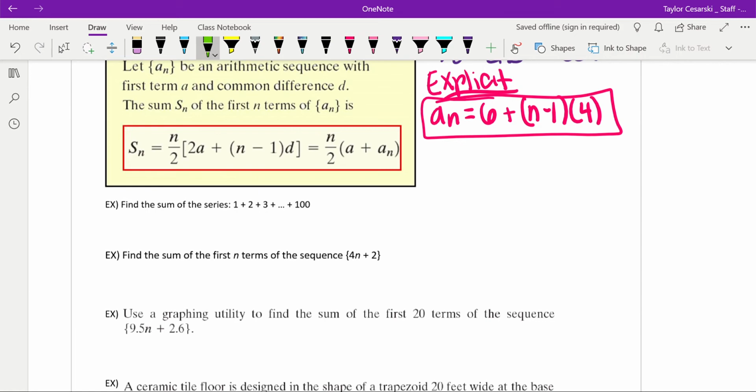Okay, and I'm going to first identify what's the first term, how many numbers am I talking about, and what's the common difference each time. So my first term is 1. My common difference is 1. I'm adding 1 each time, and I'm doing it for 100 terms. So that's what I'm working with here, and I want to find the sum.